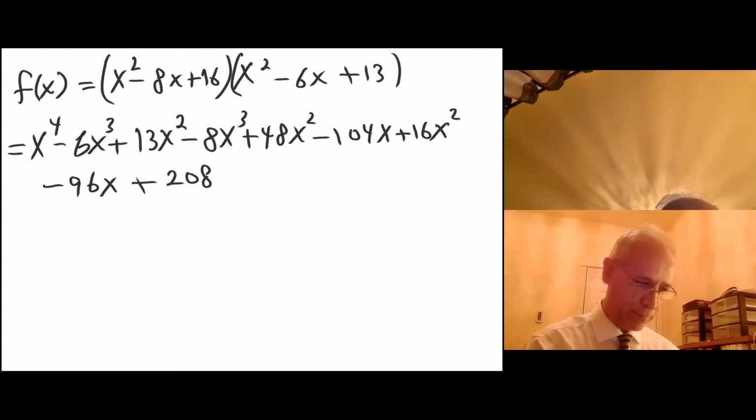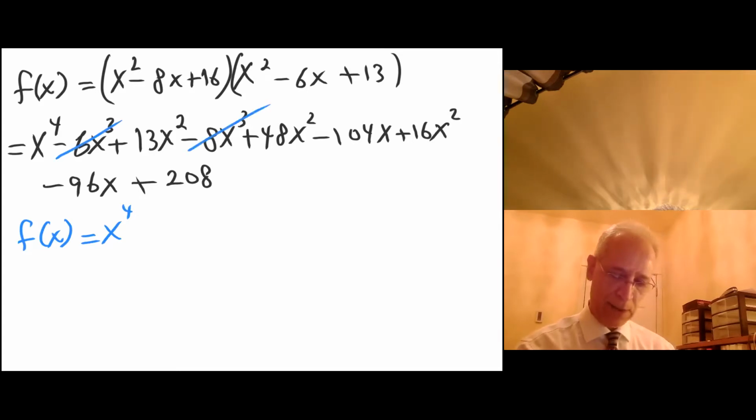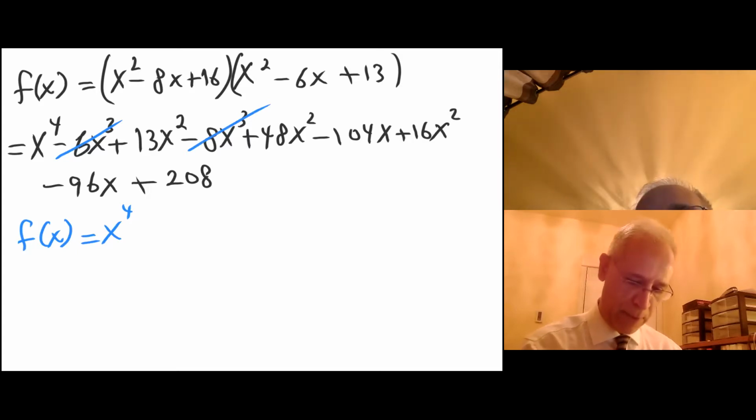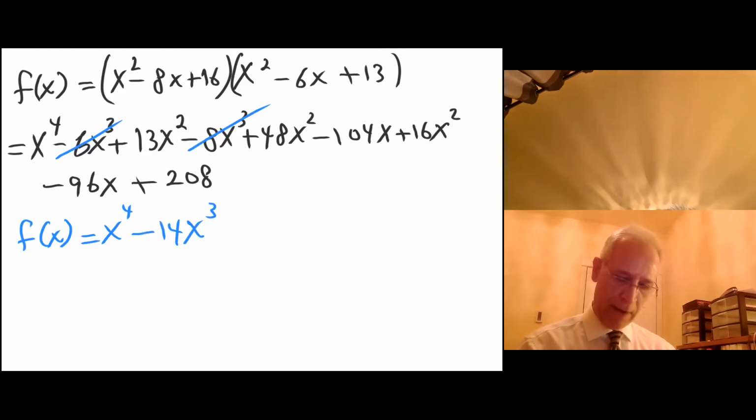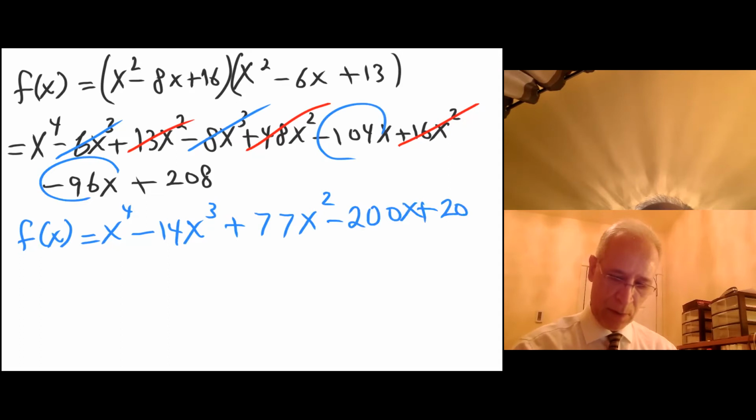F of x equals. I only have one x to the fourth. Now x cubed, I have it in here and in here. That gives me minus 14x cubed. Now x to the second, I have 13 of them here, 48 of them here, 16 of them here. So that's 77x to the second. And how many x's do I have? I have minus 104 minus 96, which gives me minus 200x plus 208.